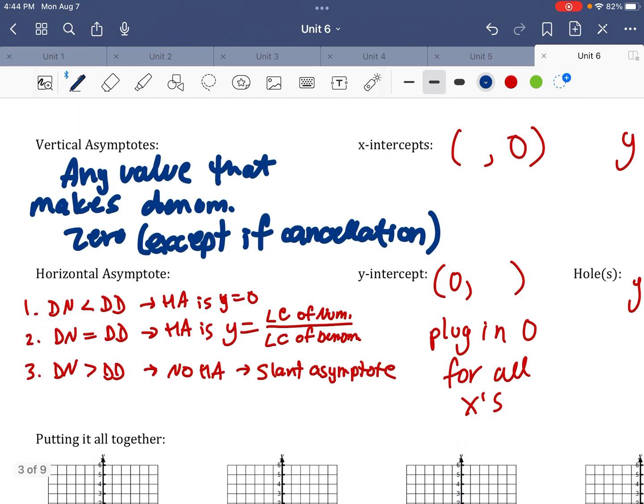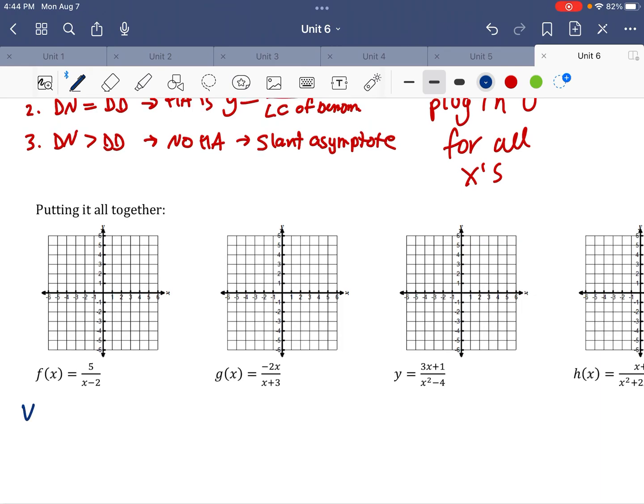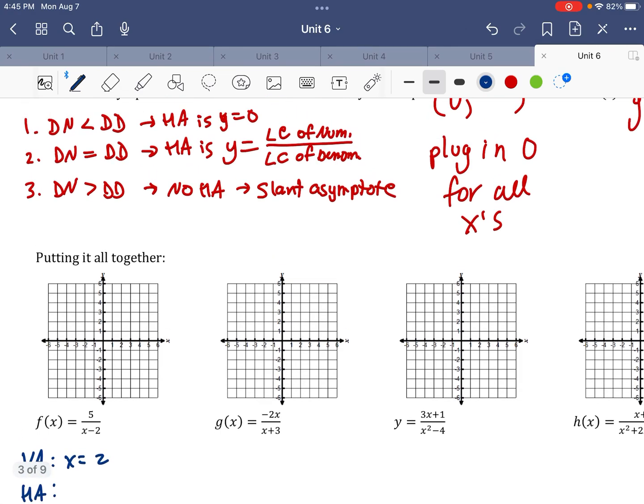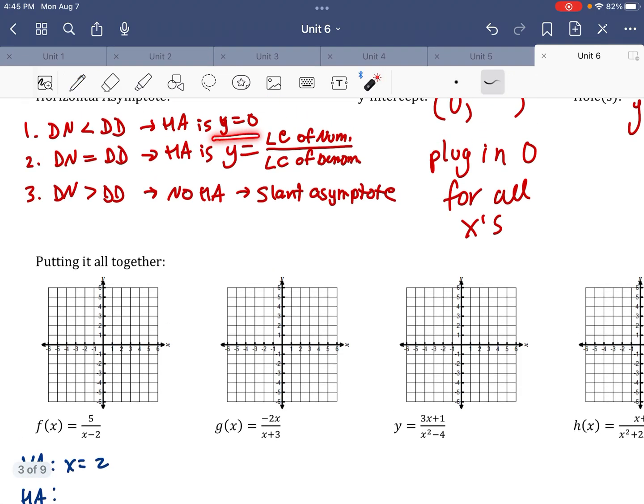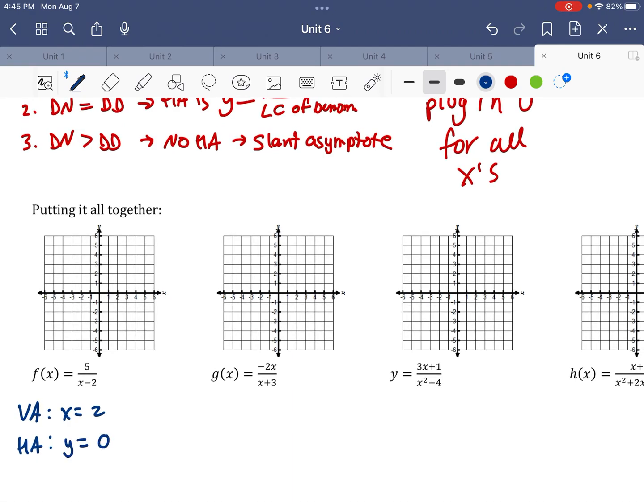What makes a vertical asymptote? What makes the denominator 0? So my vertical asymptote is going to be x equals 2, because 2 minus 2 would be 0. My horizontal asymptote, I look at my rule. The degree on the top is 0. The degree on the bottom is 1, because x is to the first on the bottom. So that means my degree on top is smaller than the bottom, so I'm going to be using this right here. So my horizontal asymptote is y equals 0.